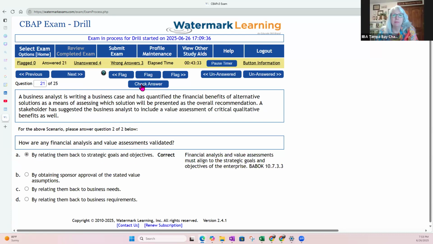Let's test A. Financial analysis and value assessments must align to the strategic goals and objectives of the enterprise. This is how they're validated. If they don't align to this, they're not validated. That's how you measure them, at least.